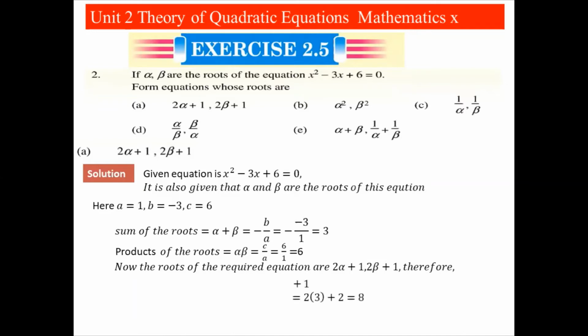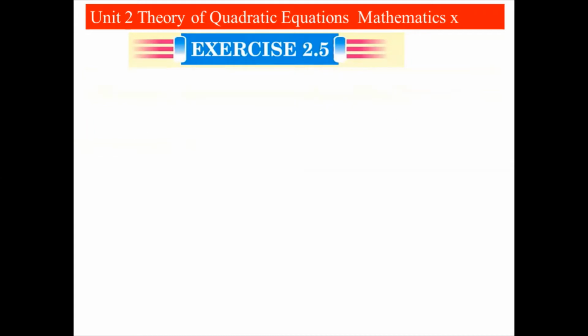Therefore the sum of the roots will be equal to 2 alpha plus 1 plus 2 beta plus 1. Now from these 2 alpha plus 2 beta, we can take 2 as common. So we have 2 times alpha plus beta, and this one adds with this one, this will be equal to 2. So replacing the value of alpha plus beta, which is 3, we have 2 times 3 plus 2. 2 times 3 is 6, plus 2 is 8. So the sum of the roots s is equal to 8.